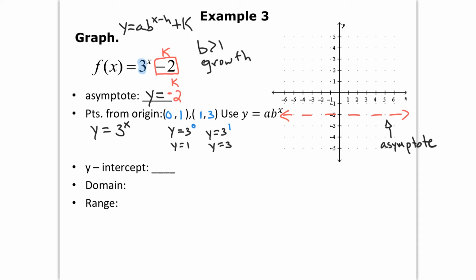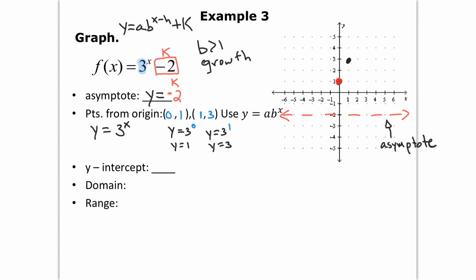I have 1 at 0, 1. So from the origin. Notice it says from the origin. 0, 1. So I make a point here. And my second point is 1, 3, right there. You're not going to connect those points because those are not your actual graph. You need to transform. You need to translate, to move those graph 2 steps down because we have a k value, and that's your transformation.